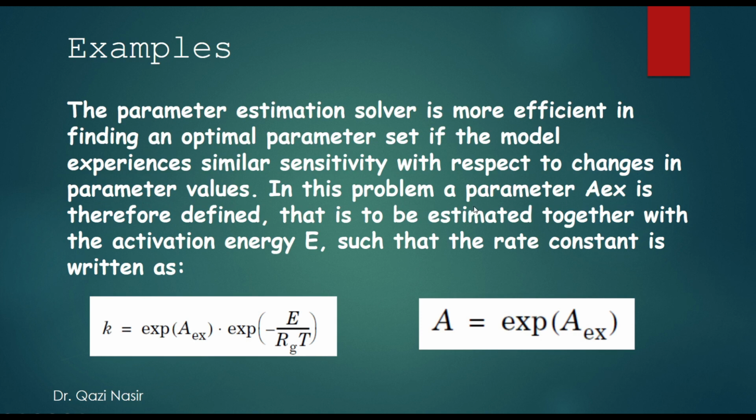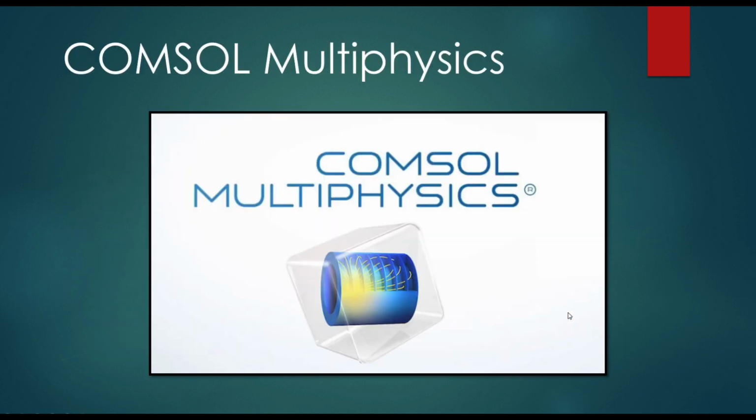In this problem, a parameter AEX is therefore defined. You can see from this example, this is the rate constant, and this is the Arrhenius equation. In this particular case, A is nothing but the exponential of AEX. The parameter AEX is to be estimated together with the activation energy E, such that the rate constant is written as these particular terms.